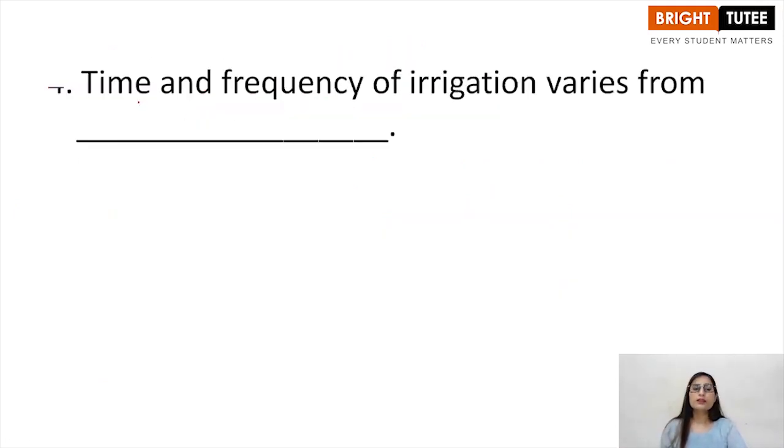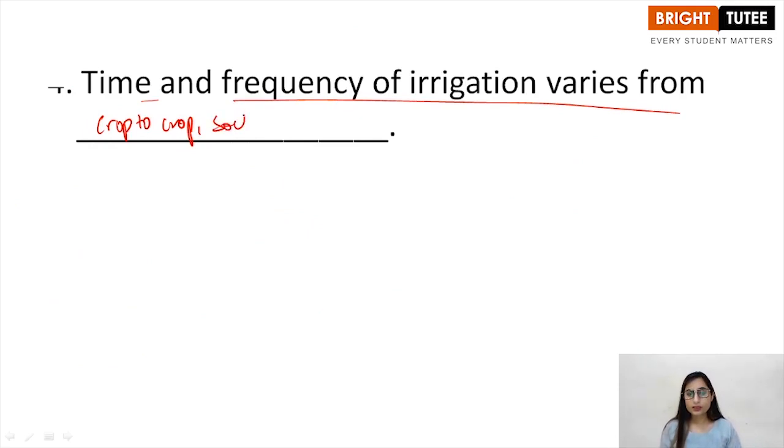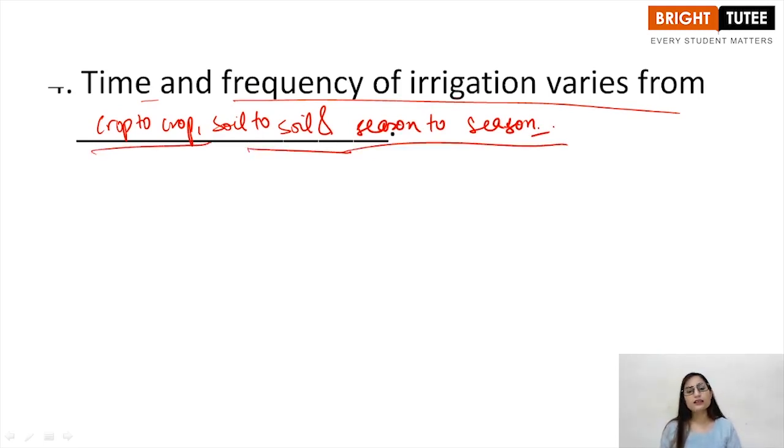Next question. The time and frequency of irrigation varies from crop to crop, soil to soil, and season to season. As I told you in the lecture as well, the time and frequency of irrigation varies from crop to crop, soil to soil, and season to season.